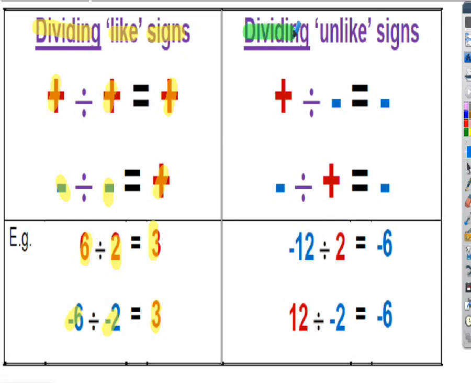And finally, if we're dividing unlike signs, so a positive divided by a negative produces a negative, and a negative divided by a positive produces a negative. For example, negative 12 divided by positive 2 produces negative 6, and positive 12 divided by negative 2 is negative 6.